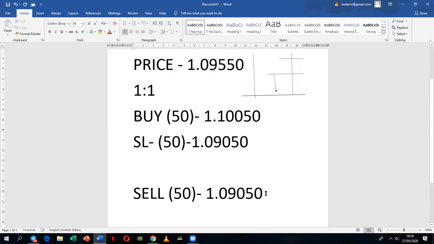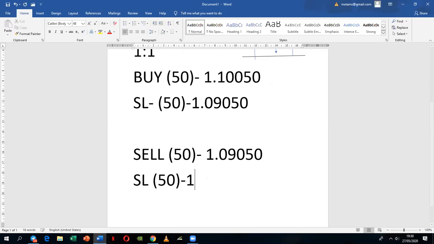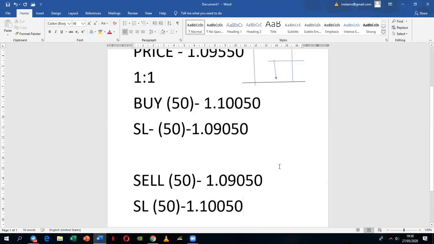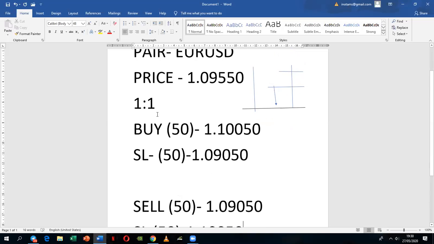So a stop loss of 50 pips, I'm going to add 50. I focus here, 50. So my stop loss will be at the price 1.10 or 5. Okay, hope you see how I got that. So that is it. That's how you calculate stop loss, take profit. So let's talk about the risk.